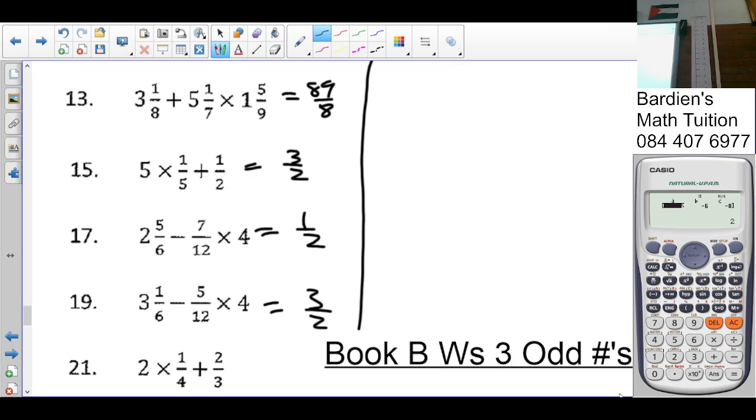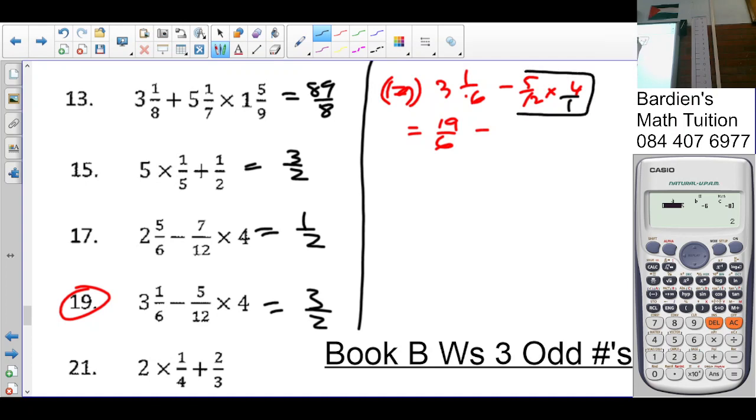So go for it. Okay, so I said 28 over 6 minus 5. So it's 3 and 1 over 6. That's now for 19. 3 and 1 over 6 minus 5 over 12 times 4. Right? Your first line? Okay, so I said 28 over 6. What's 3 times 6? 18. 18 plus 1 is 19 over 6. That's your mistake.